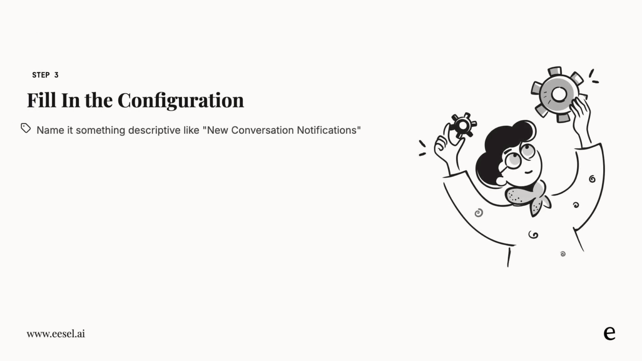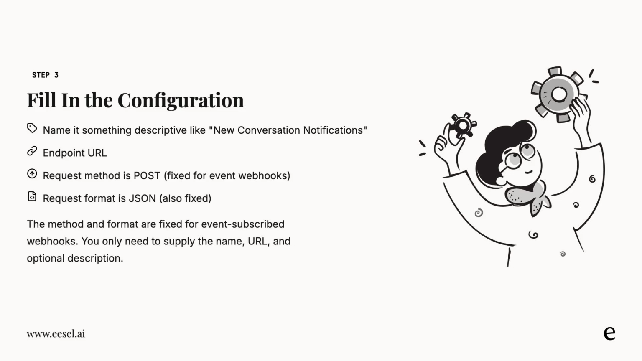Step 3, give your webhook a descriptive name, paste in your endpoint URL, and note that request method and format are already fixed to POST and JSON for event-subscribed webhooks. You only need to supply the name, URL, and an optional description.